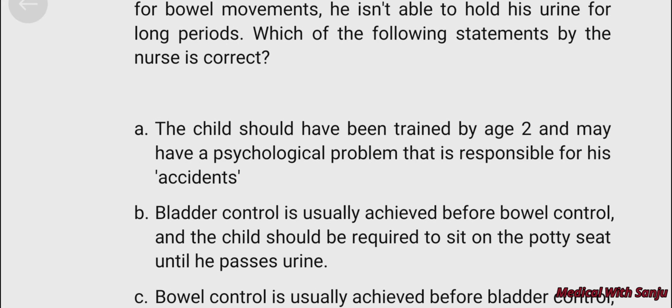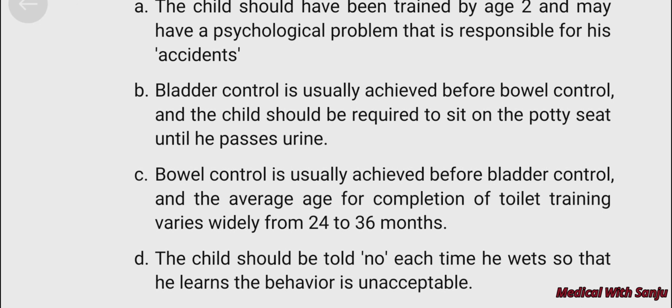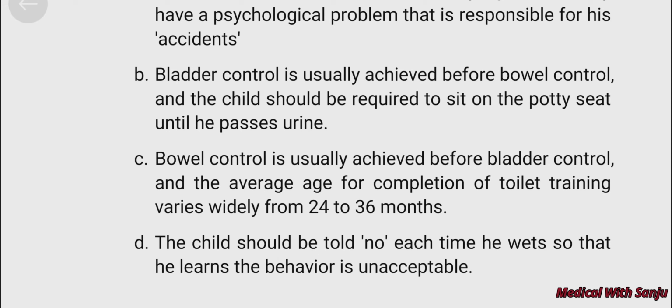Option A. The child should have been trained by age 2 and may have a psychological problem that is responsible for his accidents. Option B. Bladder control is usually achieved before bowel control and the child should be required to sit on the potty seat until he passes urine. Option C. Bowel control is usually achieved before bladder control and the average age for completion of toilet training varies widely from 24 to 36 months. And option D. The child should be told no each time he wets so that he learns the behavior is unacceptable.